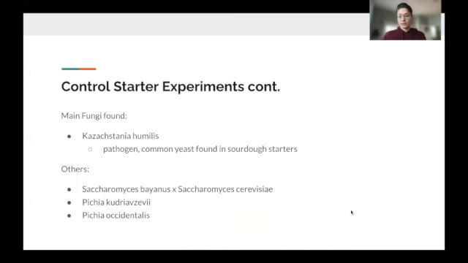But luckily, we had the entire class, and there were some groups that were able to get some data from their ITS region and identify the different fungi. So the main fungi found across all the different groups was this Kazachstania humilis, which is a pathogen, but it's a common yeast found in sourdough starters. And then we had a couple of others down here. We had a couple of Pichia genus fungi, and this cross here between Saccharomyces cerevisiae, which is common in beer, and Saccharomyces bayanus.